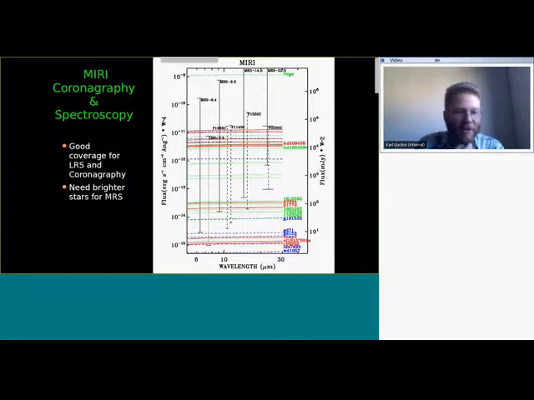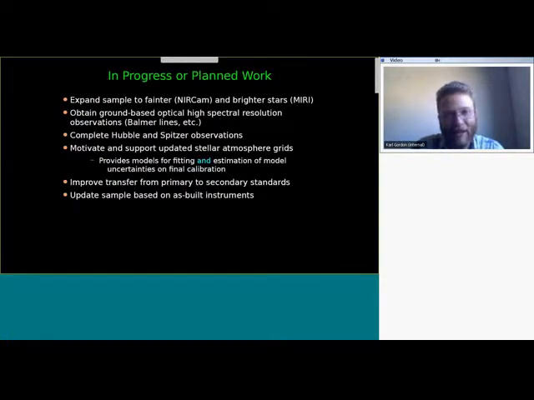MIRI spectroscopy is pretty good too. Again, for the medium resolution spectrometer, which is about 3,000 resolution, we definitely need brighter stars to fill in the high end. Bright stars are easier to find than fainter stars in flux calibration work. That tells you what our current plan is. We are still 2 years from launch. We'll have ideas on how we'd like to make the sample even more robust, make the prediction more robust. So what are we doing right now?